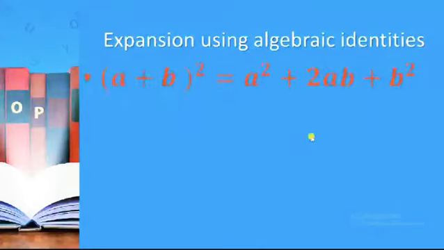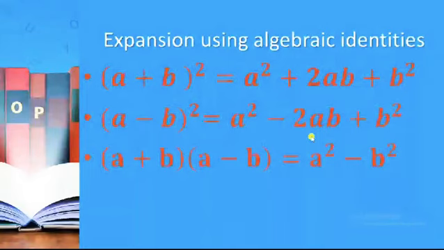Here it is. The first one is (a plus b) whole square equals a square plus 2ab plus b square. The second one is (a minus b) whole square equals a square minus 2ab plus b square. And the third one is (a plus b) into (a minus b) equals a square minus b square.